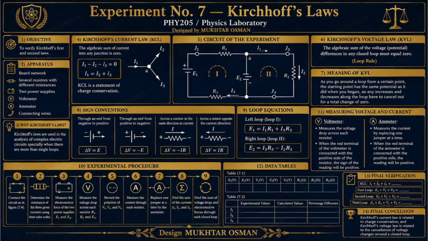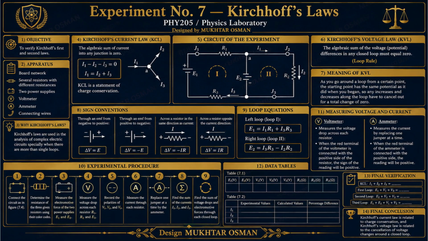Kirchhoff's laws are used in the analysis of complex electric circuits, especially when there are more than single loops. 4. Kirchhoff's current law, KCL. The algebraic sum of current into any junction is 0. Equations: 1. I1 minus I2 minus I3 equals 0. 2. I1 equals I2 plus I3. Meaning: KCL is a statement of charge conservation.